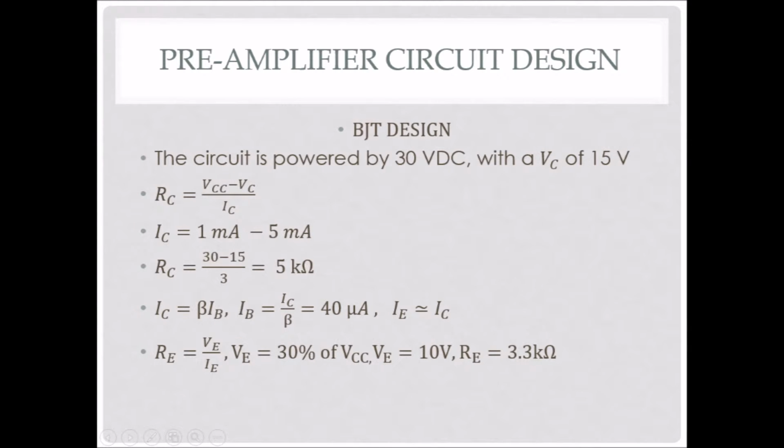For our preamplifier circuit design, for the BJT, the circuit is powered by 30 volts and it has an output of 15 volts. We decided to choose an IC of 3 milliamps for a neutral frequency response. And with that value, we calculated an RE of 3.3 kilo ohms to satisfy the voltage of the emitter to be 10 volts.